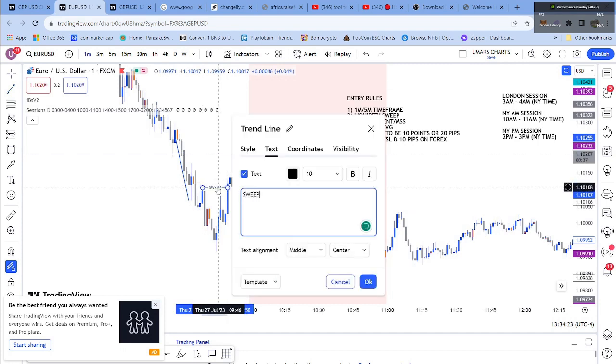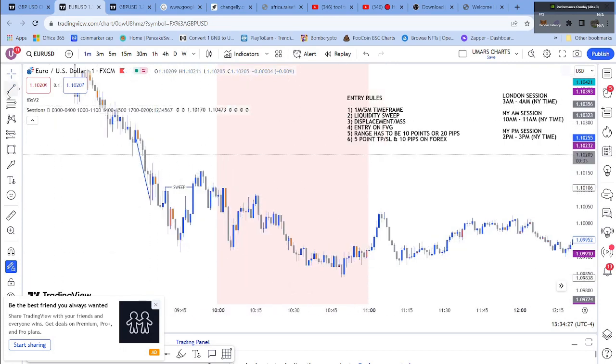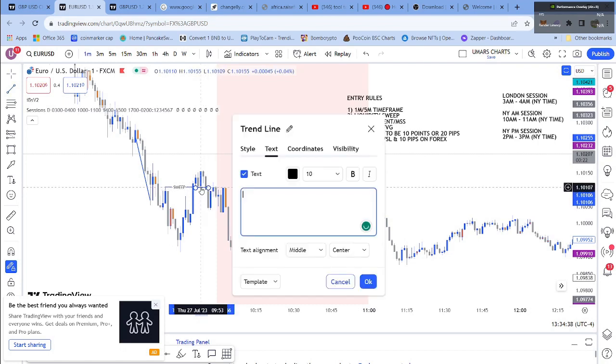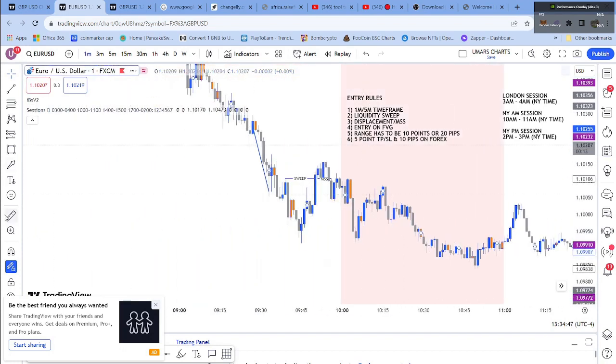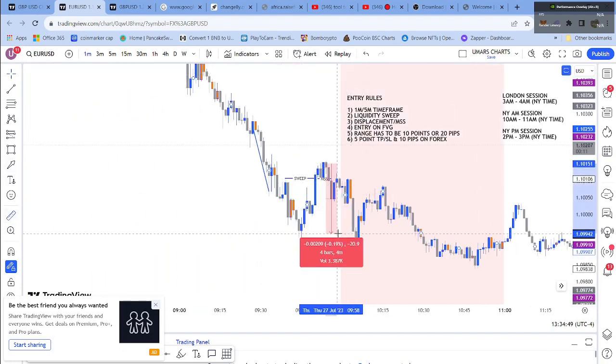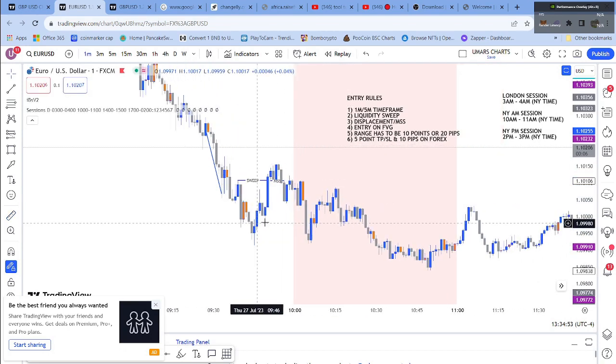Let me just label it out. We've got a liquidity sweep over here. After that, we can then see price created a market structure shift, which would be this one right over here. This would be considered as a market structure shift. After identifying the market structure shift, you would then want to measure your range. The range would be 20 pips in Forex. As we can see, we've got a 22 pip range over here.